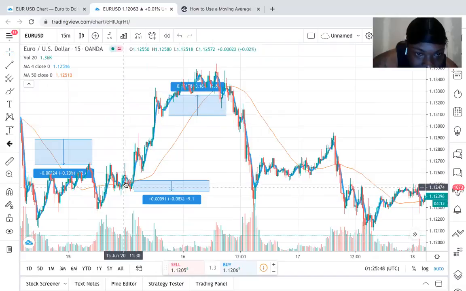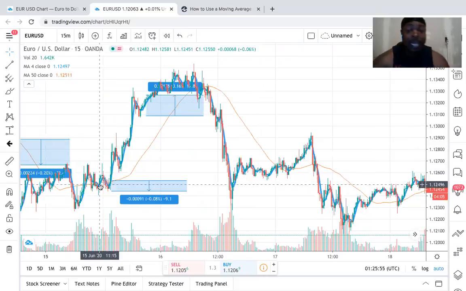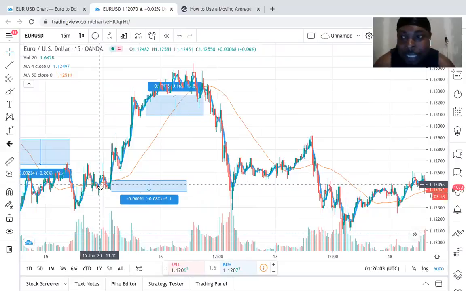So again, it crosses going back up. Guess what? We got a quick 10 pips. Crosses going back down. So out of 10 opportunities that just happened, we would have got 8 out of 10 correct, which would be an 80% success rate, right? And that's just simply using this strategy.